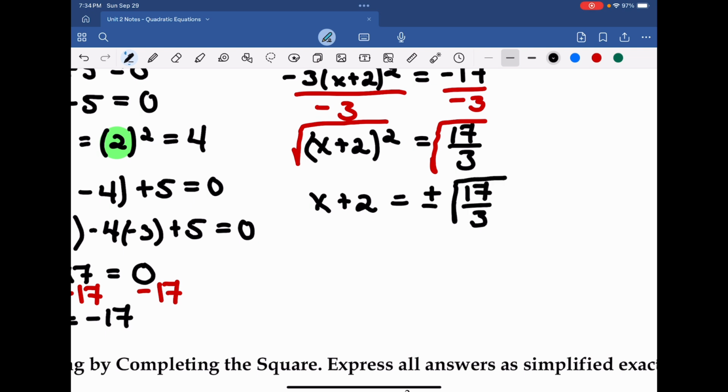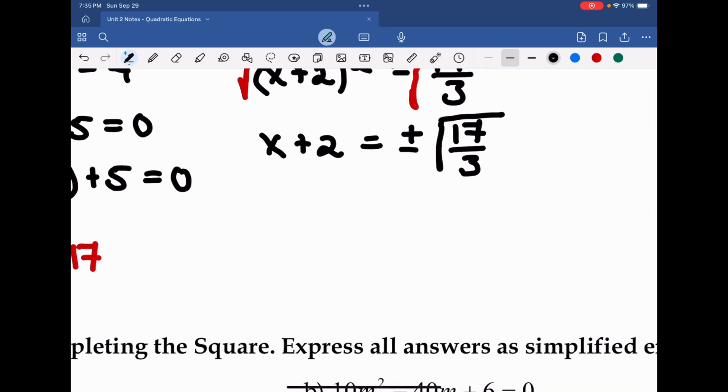Now this is going to give us x plus 2 is equal to plus or minus the square root of 17 over 3. Now you're probably thinking, why did we not get rid of the radical? Well, square root of 3 is irrational. Square root of 17 is irrational. They're actually both prime numbers, so we don't want to get rid of it.